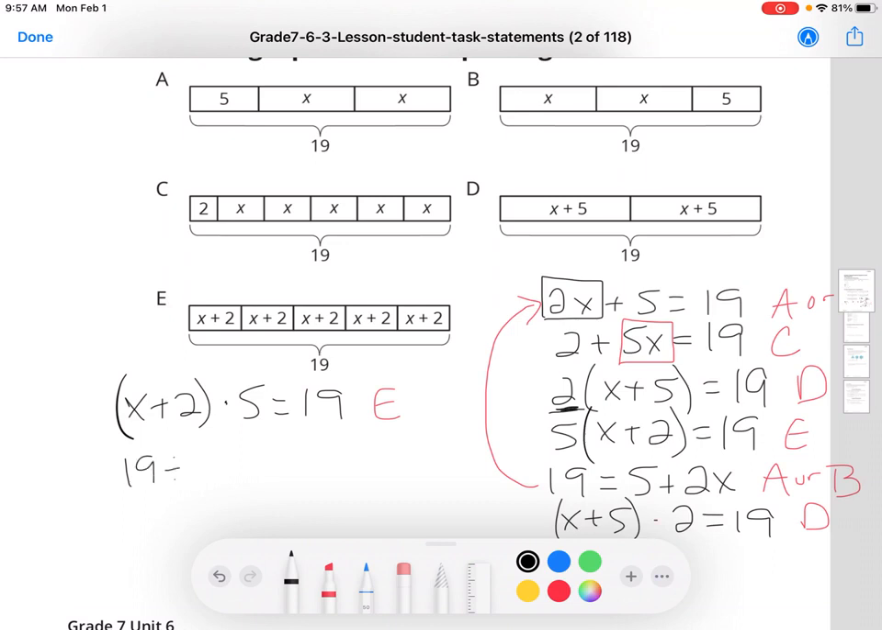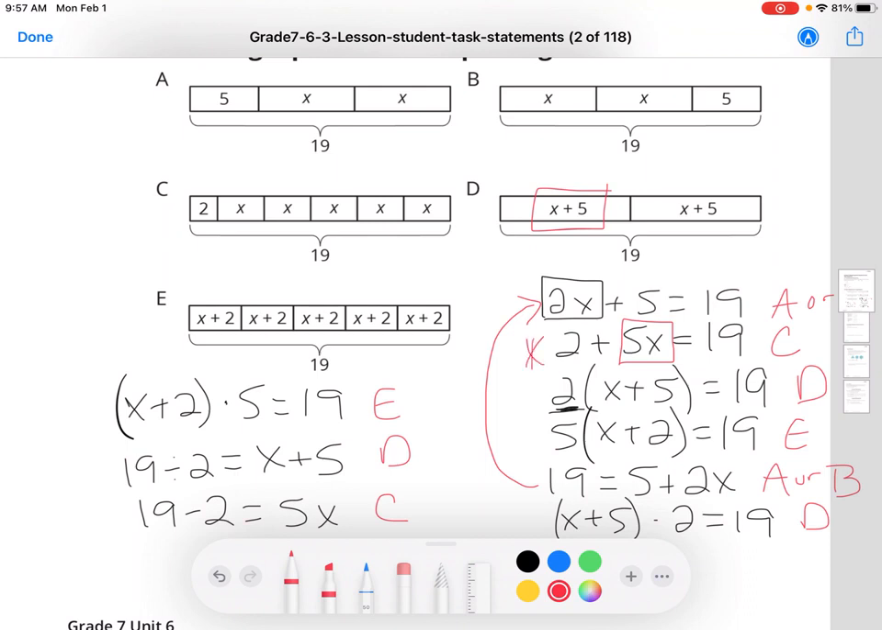Then we have 19 divided by 2 is equal to x plus 5. Which diagram would match this equation? That would be diagram D. So we see that diagram D is split up into 2 equal parts. And so when I divide that by 2, I'm given 2 equal parts of x plus 5. And last equation, 19 minus 2 is equal to 5 times x. That would be diagram C.